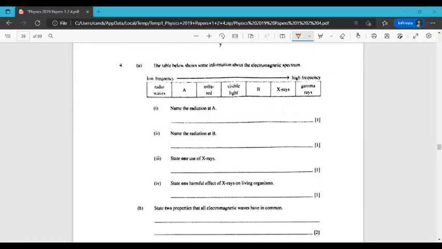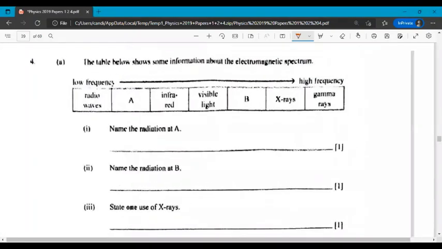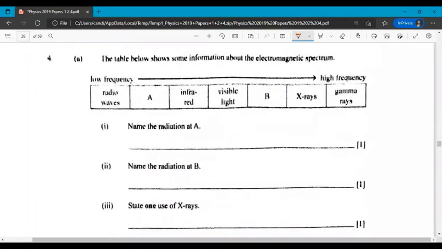All right, this is 2019 paper 2 BGCSE physics question number 4. It says the table below shows some information about the electromagnetic spectrum. Sorry about the quality of this one. It's a little fuzzy, but hope you can make it out.